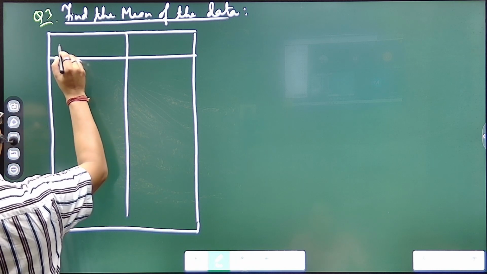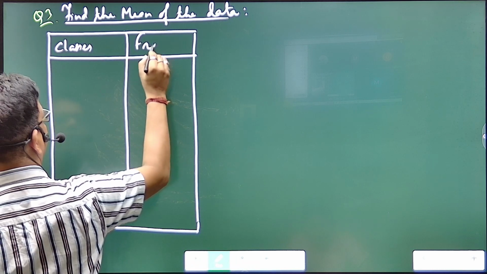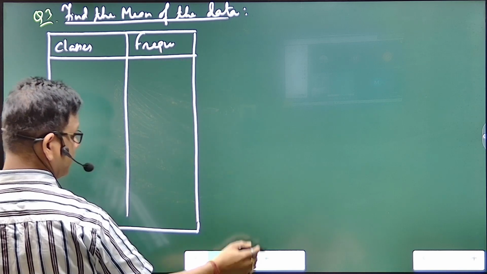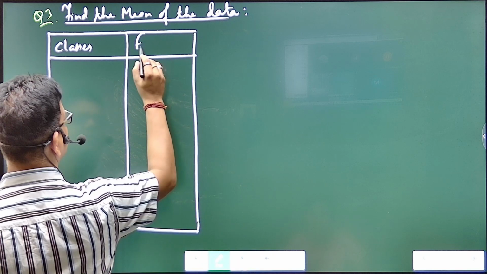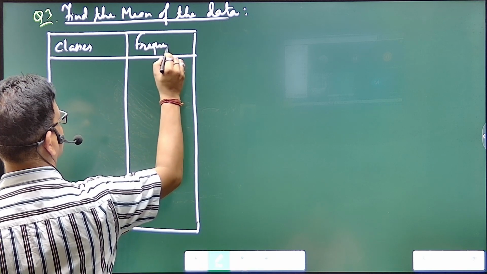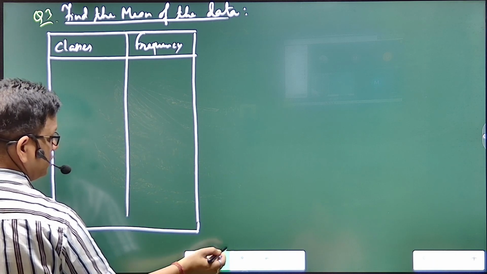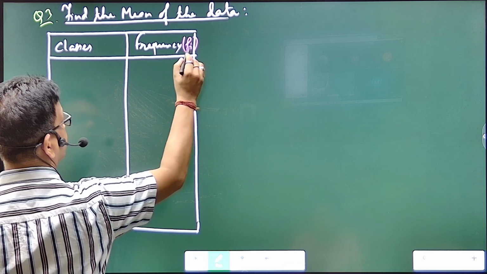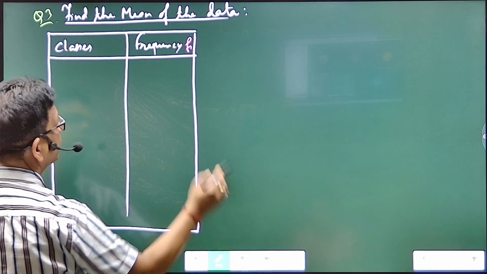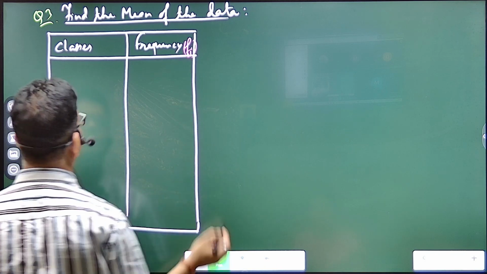So this time I'm writing classes. Here directly I'm writing frequencies. Classes and frequency. Frequency, you know, Fi. Frequency Fi. Okay. Classes.